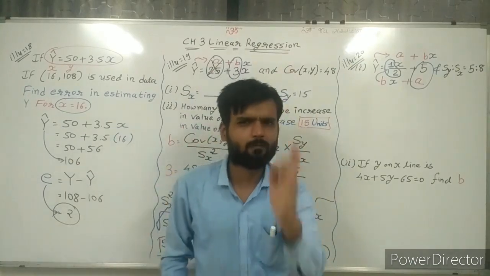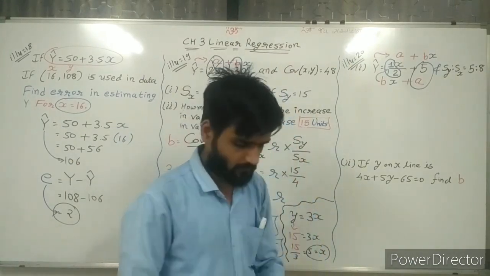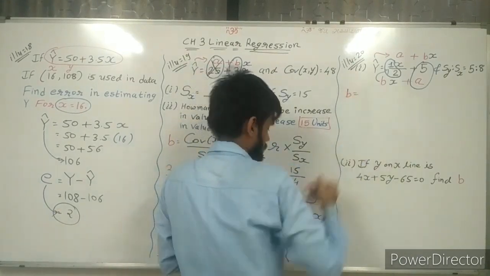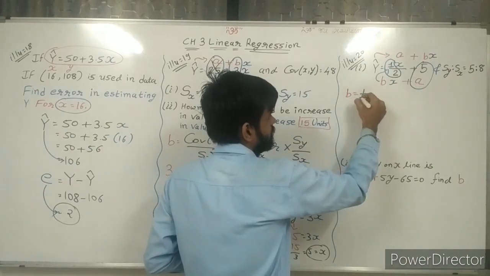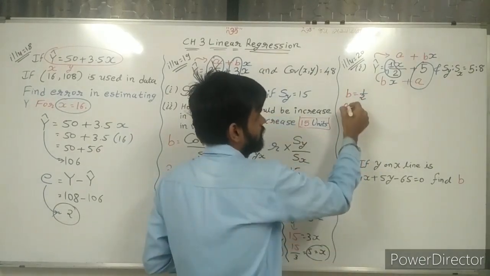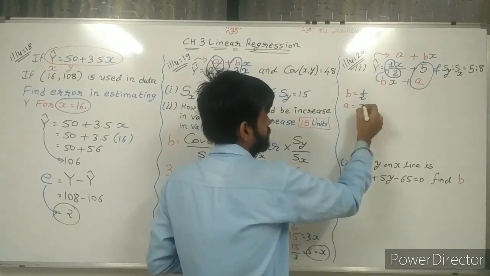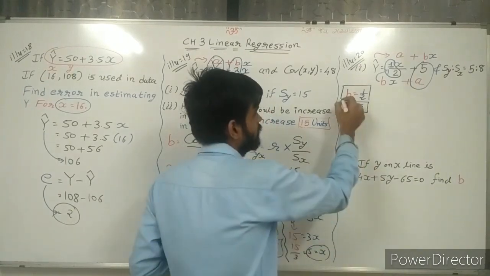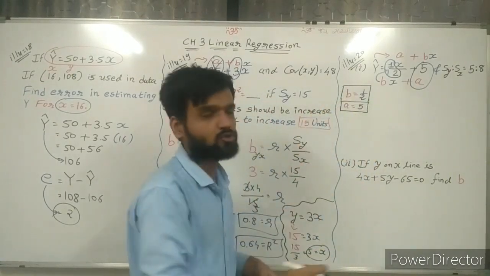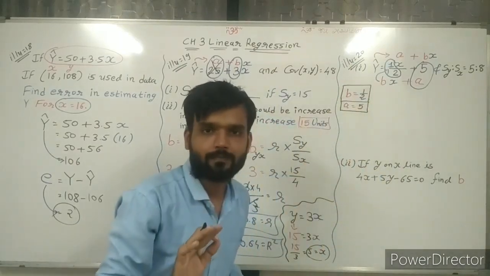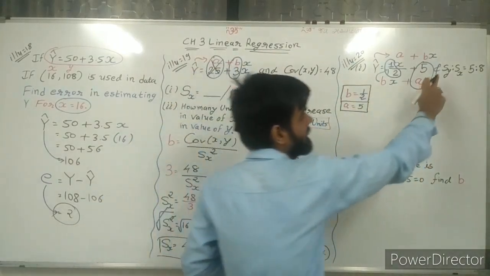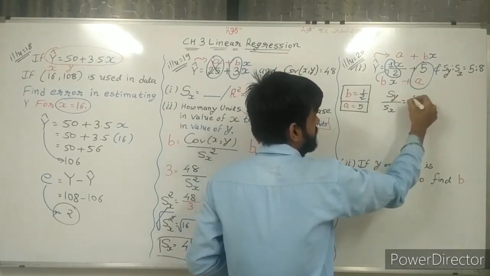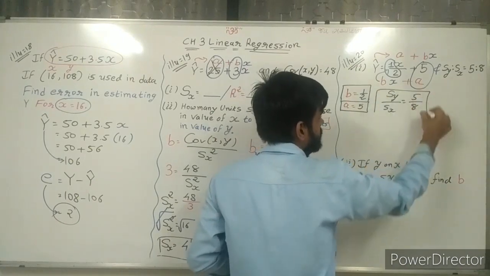This is very important to understand. So here I can write b is equal to 1 by 2 and a is equal to 5. I have these two values on the basis of this equation. Second thing already given to you, that is Sy upon Sx. Sir, Sy divided by Sx is equal to 5 by 8. This is given.